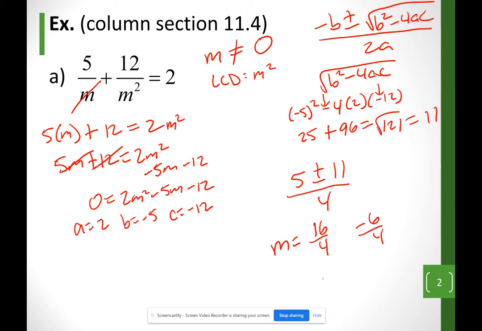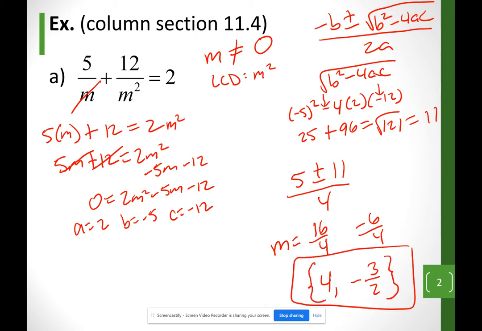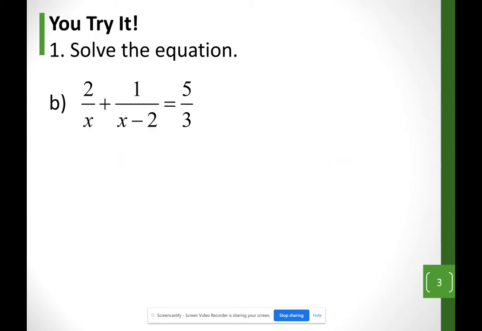So let's take a look. My values of m, 16 over 4, 16 divided by 4 is 4. Negative 6 over 4, let me bring the negative to the front. Now 6 over 4, let me simplify that as 3 over 2. Remember, I cannot accept 0, but 0 is not one of my choices, so that's fine. Now you try these at home. The answer that you should get is that.